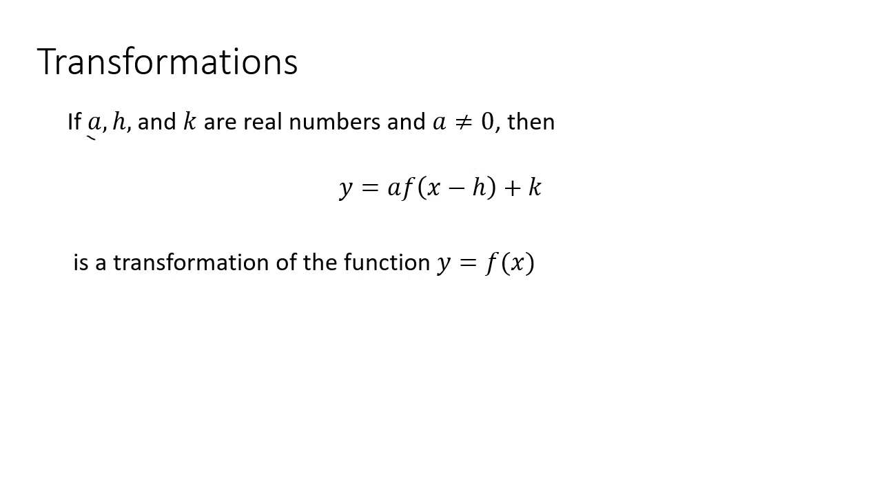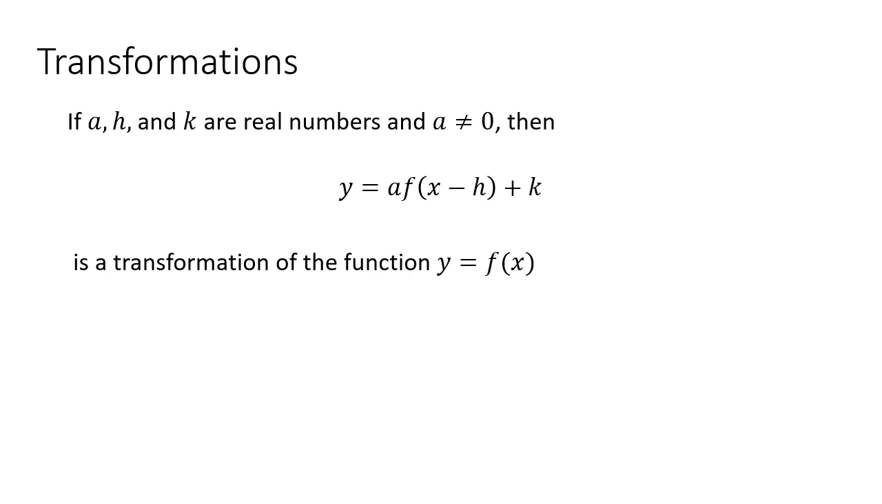Now, all of these are going to be real numbers, so they're letters for right now, but these are just stand-ins. These will be numbers. And a, the thing out front, can't be 0, because if you multiply the function by 0, it all goes away, and you just get a horizontal line on the y-axis. y is equal to 0. That's not very interesting.